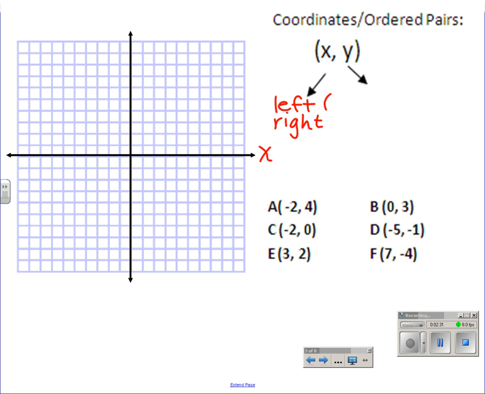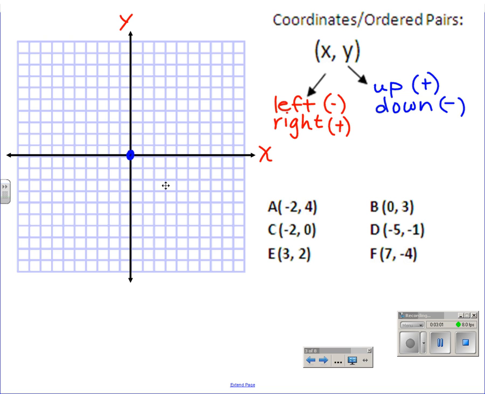If it's a negative number, you go left. If it's a positive number, you go right. Now the y-axis is the up and down one, so the y-coordinate, the second number, is going to tell you to either go up or down, and it works the same way. If it's a positive number, you go up. If it's a negative number, you go down.